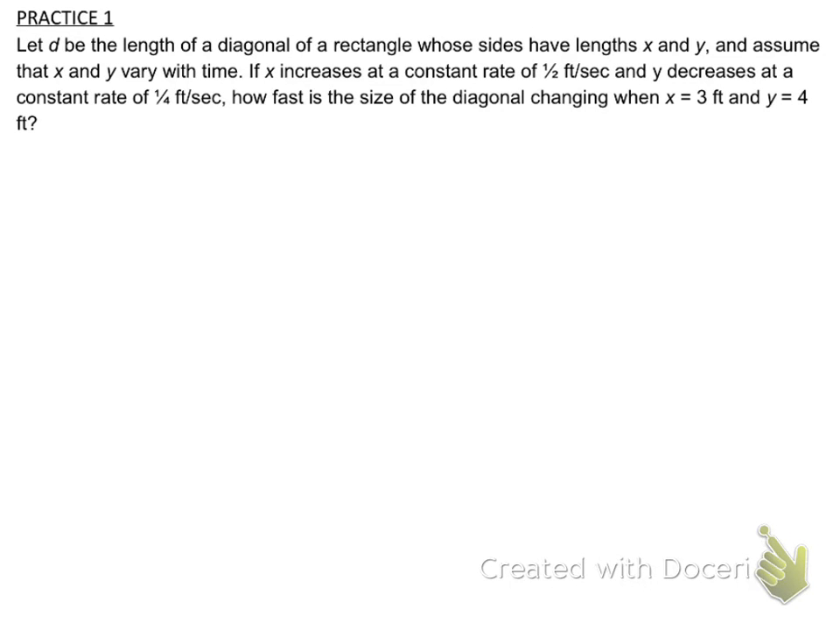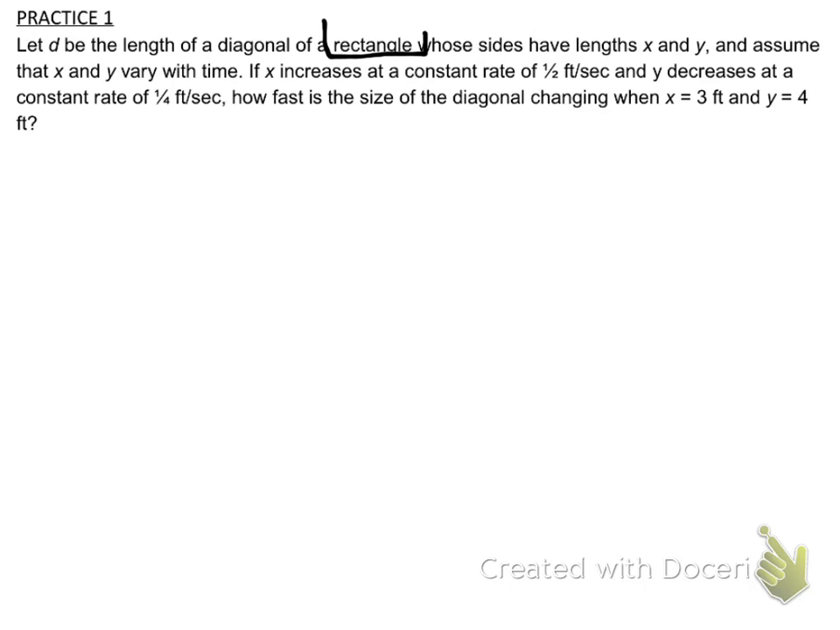Okay, practice 1. Let D be the length of a diagonal of a rectangle whose sides have the lengths x and y, and assume that x and y vary with time. If x increases at a constant rate of 1/2 feet per second and y decreases at a constant rate of 1/4 feet per second, how fast is the size of the diagonal changing when x equals 3 feet and y equals 4 feet?